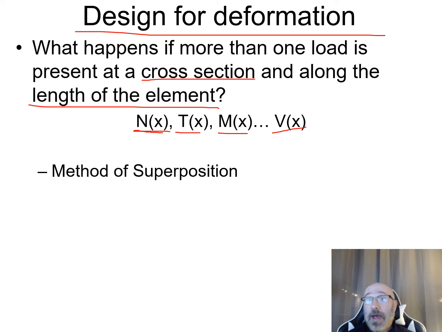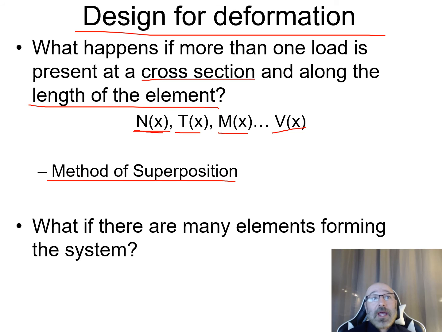Then we can go back to what we talked about before in this course, along with our ME14 course, and look at our method of superposition. What if there are many elements forming the system? So not only are there more than one load at the cross section, but there are many elements within the system. We're designing this not as an individual part, but as an entire system, and there are going to be more than one element in most cases. So if we're thinking about designing for deformation, not only do we want to think about what happens if this part deforms too much?